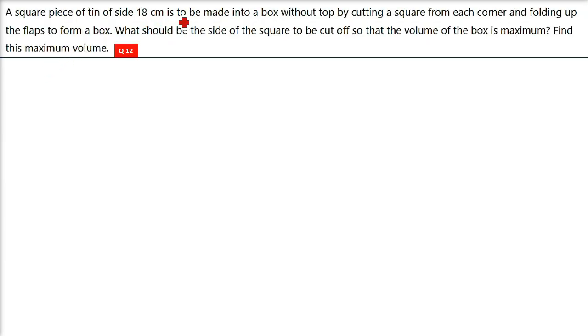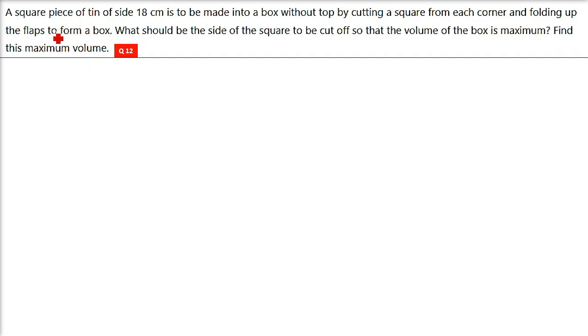A square piece of tin of side 18 cm is to be made into a box without top by cutting a square from each corner and folding up the flaps to form a box. What should be the side of this square to be cut off so that the volume of the box is maximum? Find the maximum volume as well.